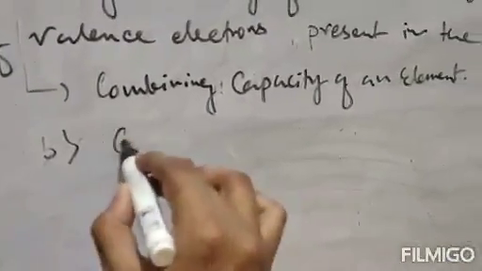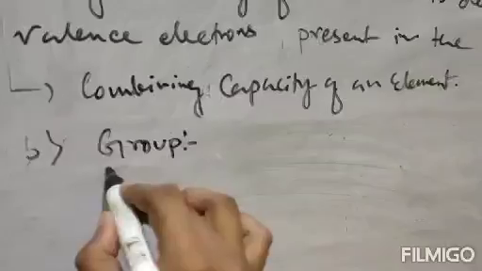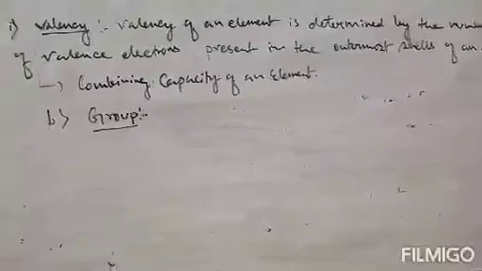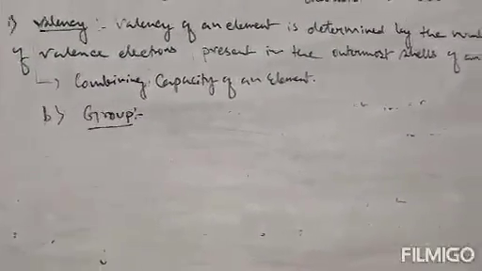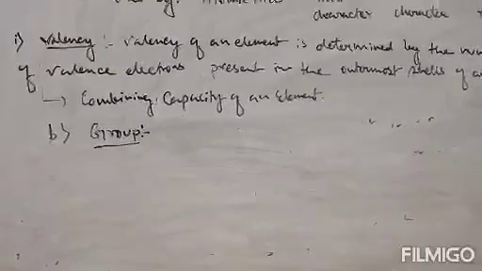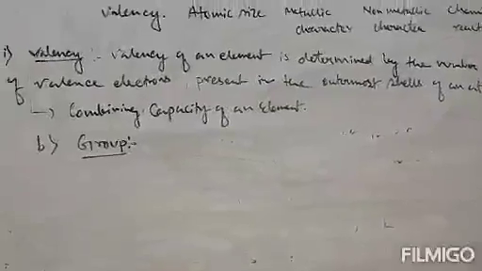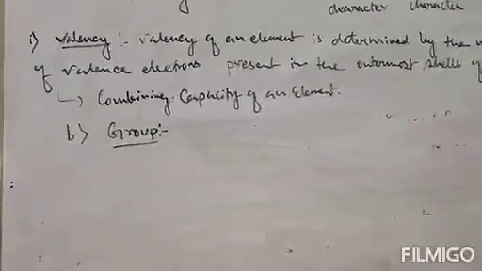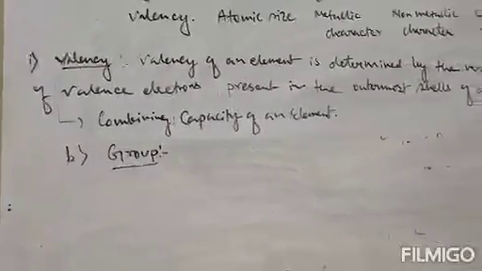Group wise, on moving from top to bottom in a group, the valency will remain the same. The valency does not change, because the number of valence electrons will remain the same. The number of valence electrons in the outermost cell being the same, that's why the valency is the same on moving from top to bottom in a group.